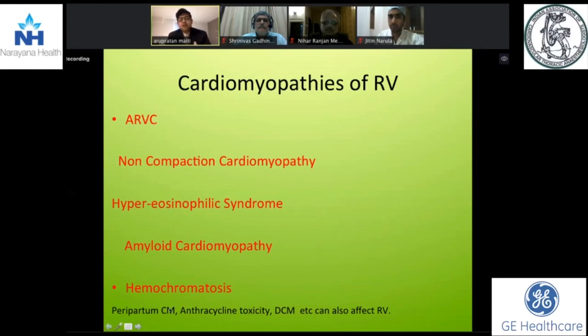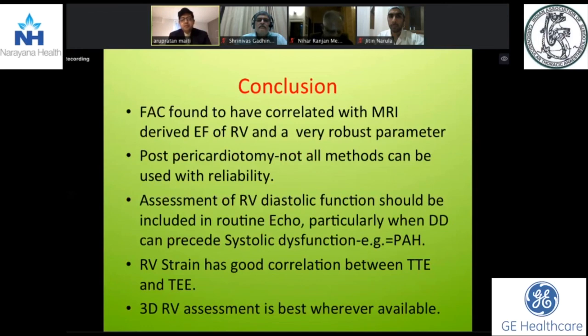Peripartum cardiomyopathy, anthracycline toxicity, DCM, everything else can affect the RV. So my conclusions: fractional area change was found to correlate with MRI-derived ejection fraction of the RV and is a very robust parameter. Post-pericardiectomy, not all methods can be used with reliability, particularly TAPSE. Assessment of RV diastolic function should be included in routine echo, particularly as diastolic dysfunction can precede systolic dysfunction, as in cases of pulmonary arterial hypertension. RV strain has good correlation between transthoracic echo and transesophageal echo.